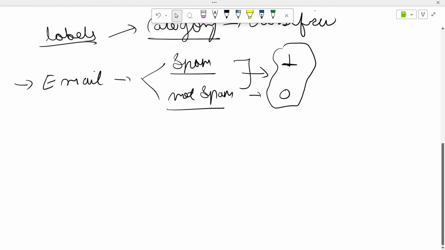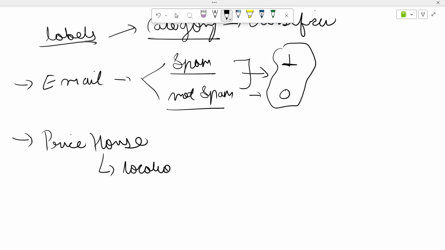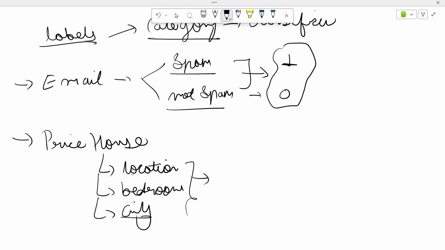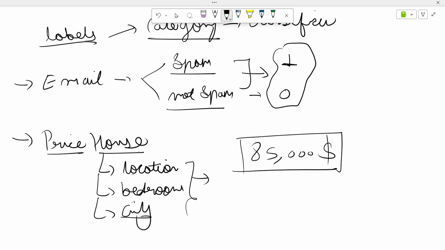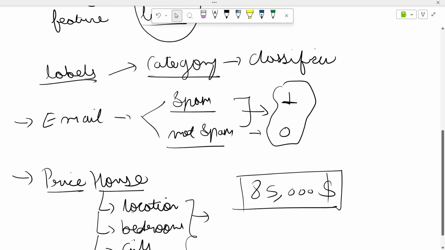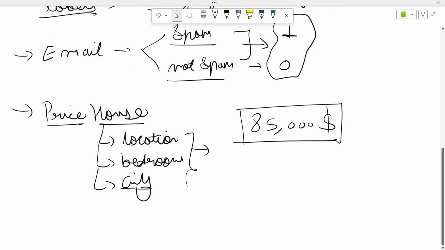Now let's say you have a problem statement of predicting the price of a house. The given input is location, bedrooms, city, and inside city the location is there. Given these input features, what is the output, the price of that particular house? The output will be some number like 85,000 dollars. So the output is a number. When the output in your input-output pair is a number, then it is a regression problem.